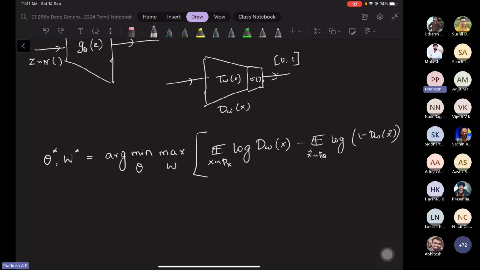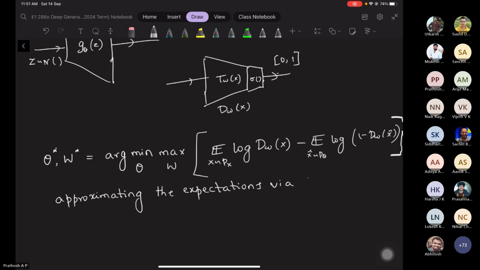from p_x, minus the expectation of log of 1 minus T_W of x cap, as x cap is coming from p_theta, right? This is the loss function. Now we know that we can approximate these expectations using the law of large numbers, just simply the sample estimates.